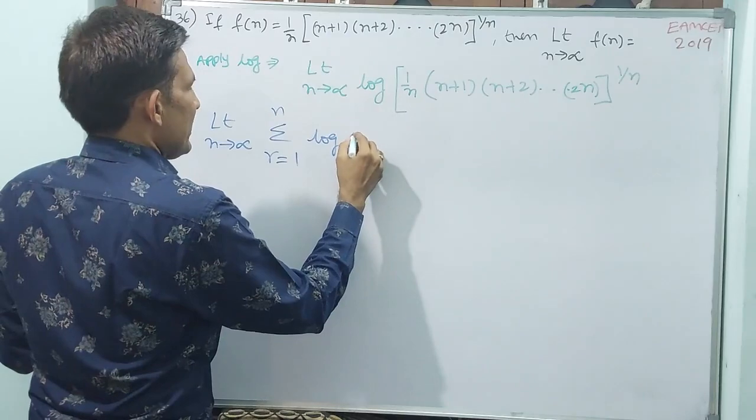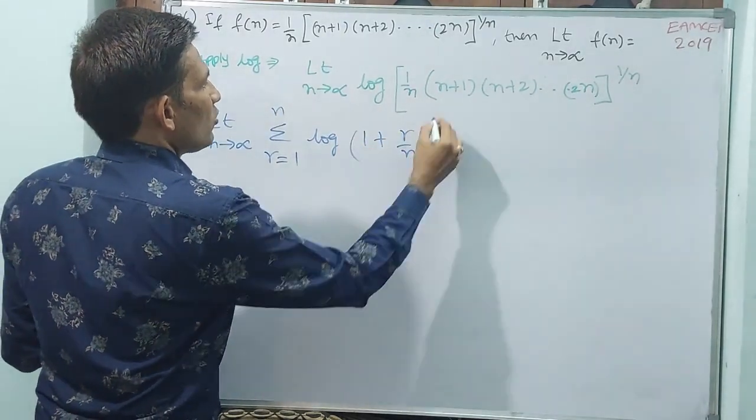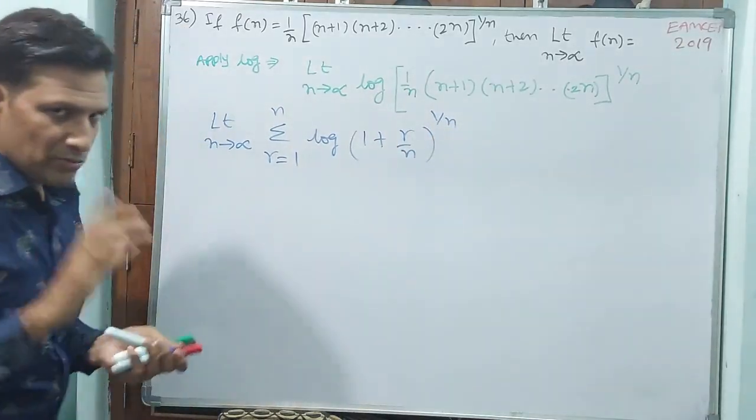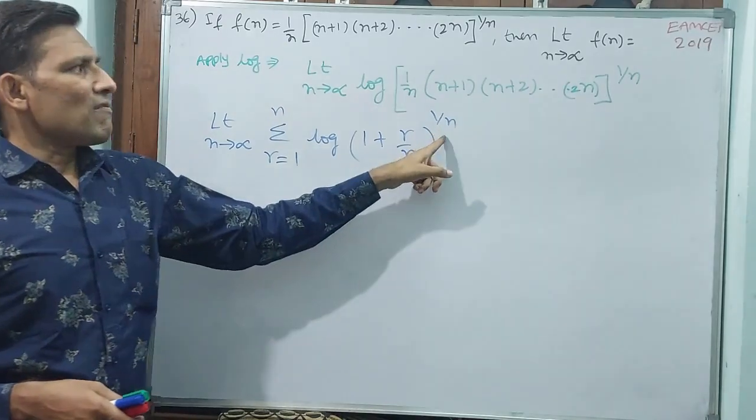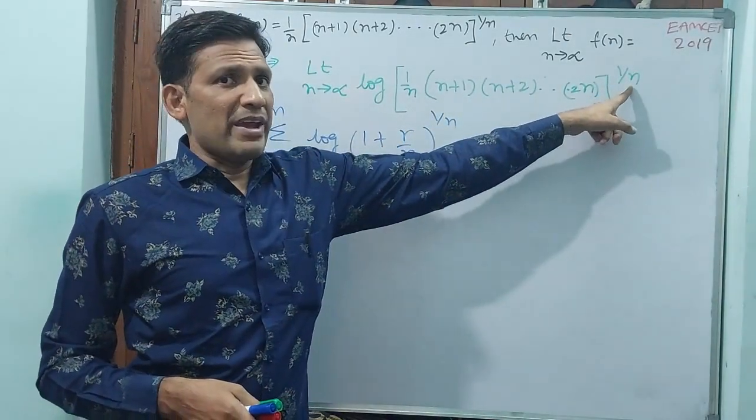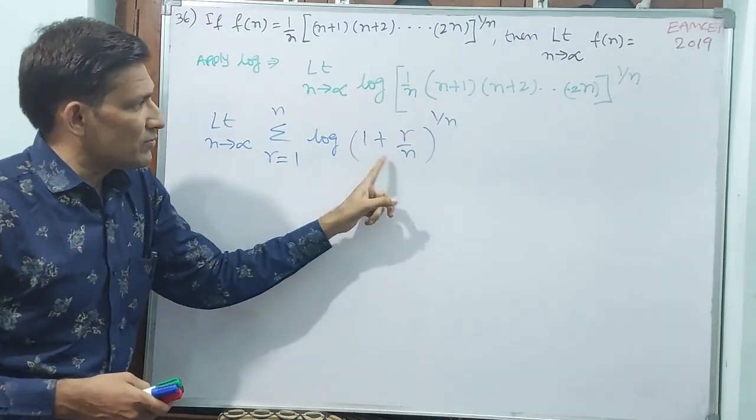Because log we have already applied: log of (1 plus r by n) whole to the power of 1 by n. Is it correct? First you observe carefully. Why? Because you see, the power 1 by n is already there. Then what about this 1 by n? This 1 by n, if you stand inside, then only this formula is going to become.